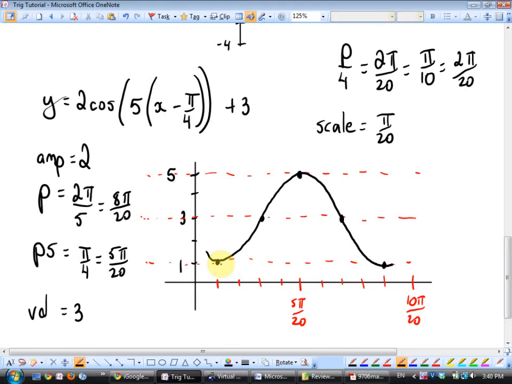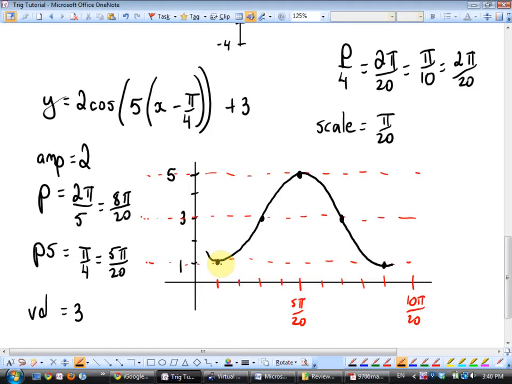The phase shift tells you where to start your graph. What it's really saying is, where did this line get moved to? Because normally, whenever I just sketch sine or cosine, I always just started right there. It's really where that got moved to, just like your vertical displacement is actually where your x-axis got moved to. How far apart? Again, it comes from this.